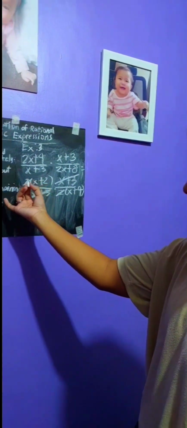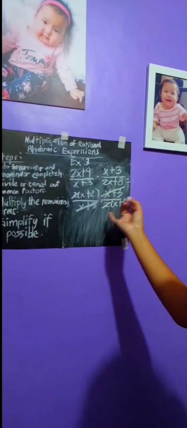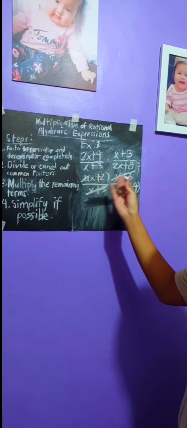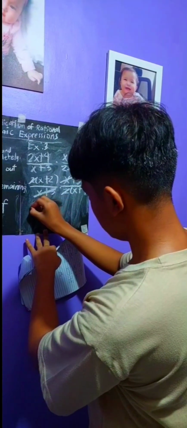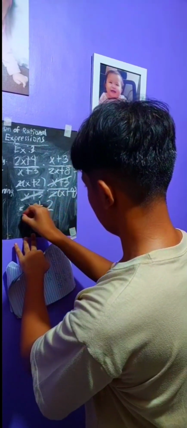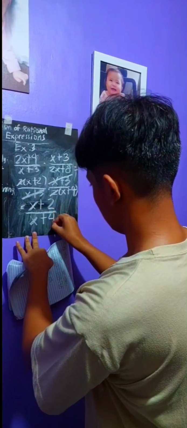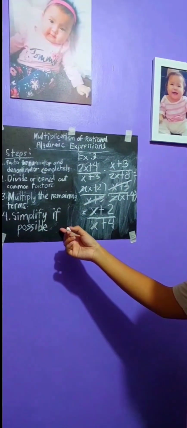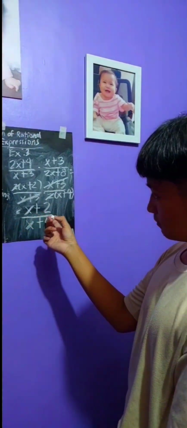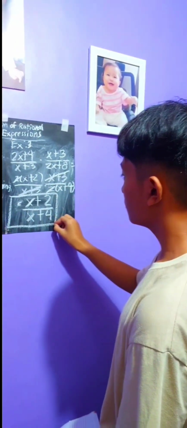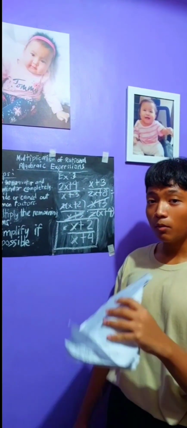Next is multiply the remaining terms or simply copy. Check if simplify if possible. As you can see, hindi na po pwede i-simplify. So, this is our final answer for example number 3. So, that's all for multiplication of rational algebraic expression. Let's move on to division.